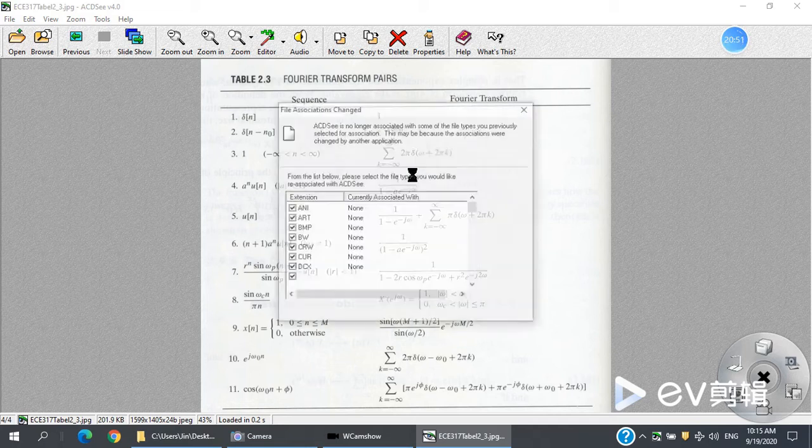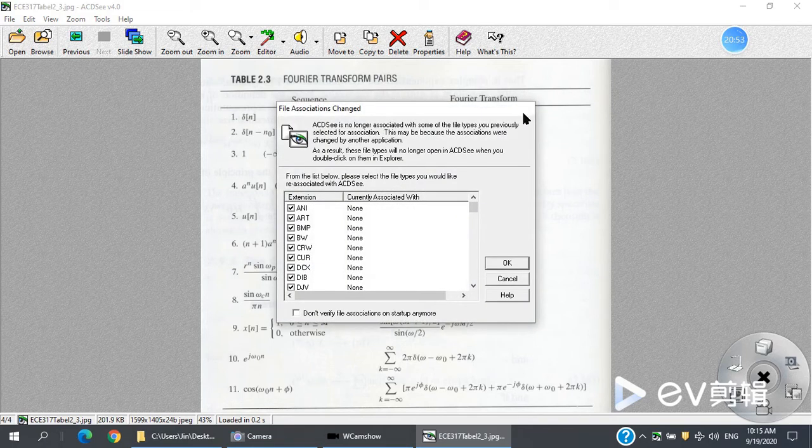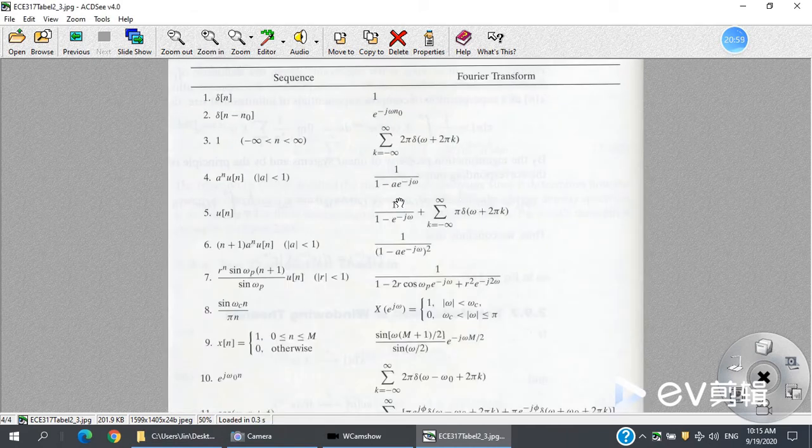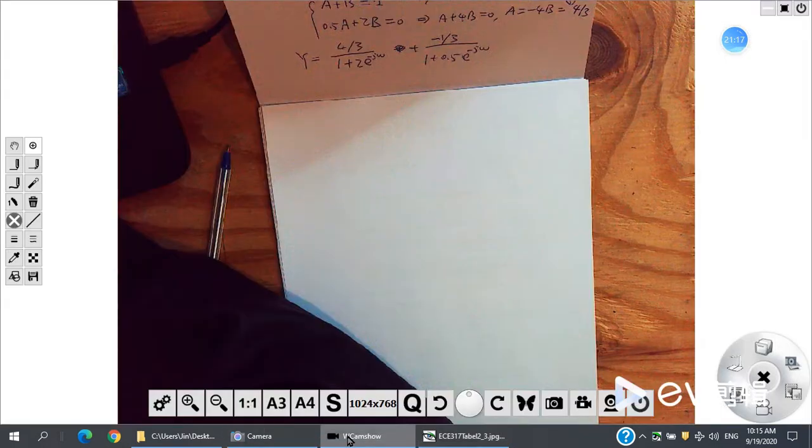We have this term. Sorry, we have this one, right? It's clear? Make it a little bit large. It's 1 over 1 minus a something, whose inverse is a^n u[n]. But actually here we have a requirement: the absolute value of a has to be a number smaller than 1. So we check our result here.